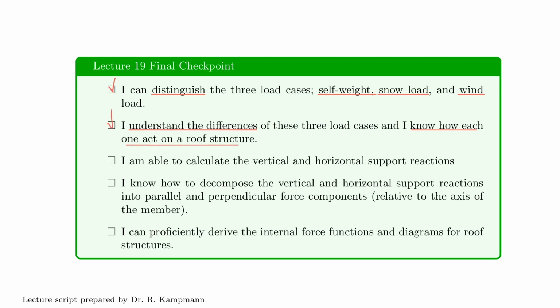So now I can calculate for all these cases, the vertical and horizontal support reaction. That's always where I start. So that's according to a global coordinate system. And then I need to decompose them. So I hope after this lecture I know how I calculate the vertical and horizontal support reaction and break them down into the parallel and the perpendicular force components. Because without that I cannot move on to actually draw the internal force functions, which now I can also create for roof structures. So with that said, we are ready for the homework.